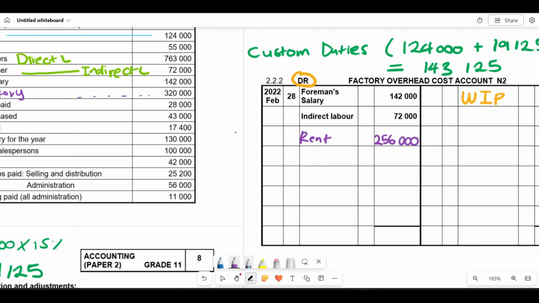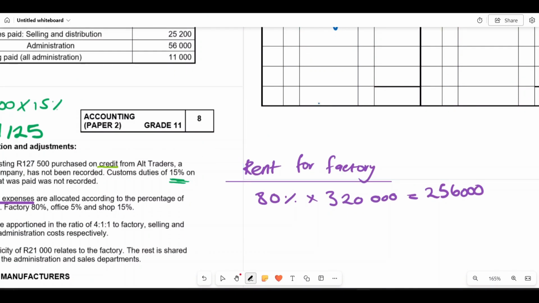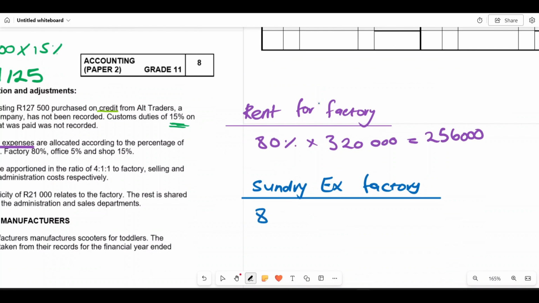All right. Now let me look for other line items. Oh, sundry expenses are also showing there. So let me start with it. So also 80% is allocated towards the factory, right? So sundry expense for our factory, it should be 80% of the total amount.